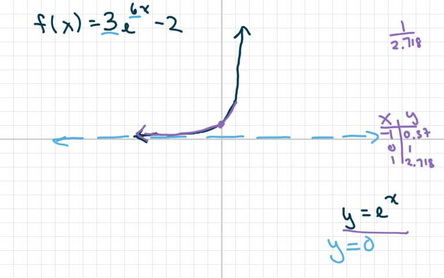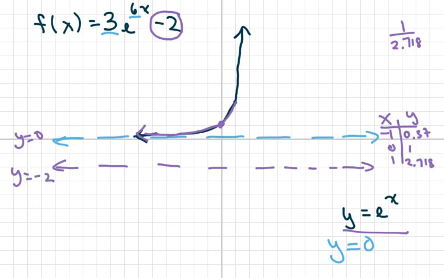What's happening with this one is it's being shifted down by 2 units. That's a vertical shift down. So this whole thing is getting shifted down, and my horizontal asymptote is y equals 0 here, and I don't really care about the 3 and the 6. That means my horizontal asymptote is also getting shifted down by 2. So my horizontal asymptote in this case is going to be y equals -2.